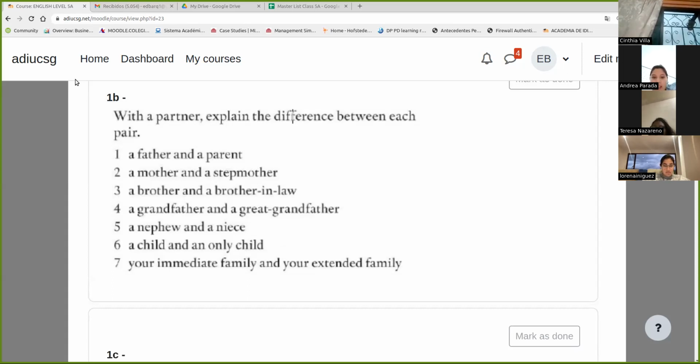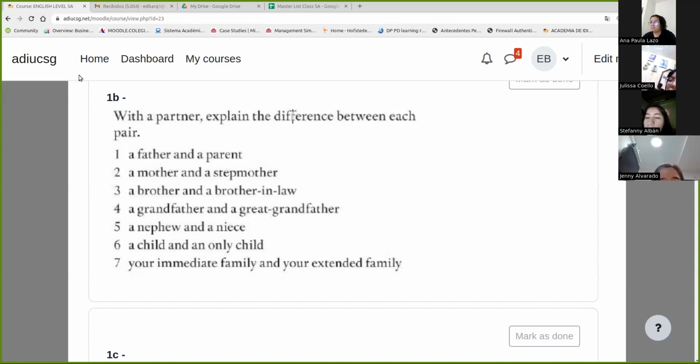Teresa, number 3. What's the difference between a brother and a brother-in-law? My brother is the son of my parents, and my brother-in-law is the person who married my sister. Very nice. The man who marries your sister, that's your brother-in-law. Excellent, Teresa. Thank you very much. Let's move on with number 4.